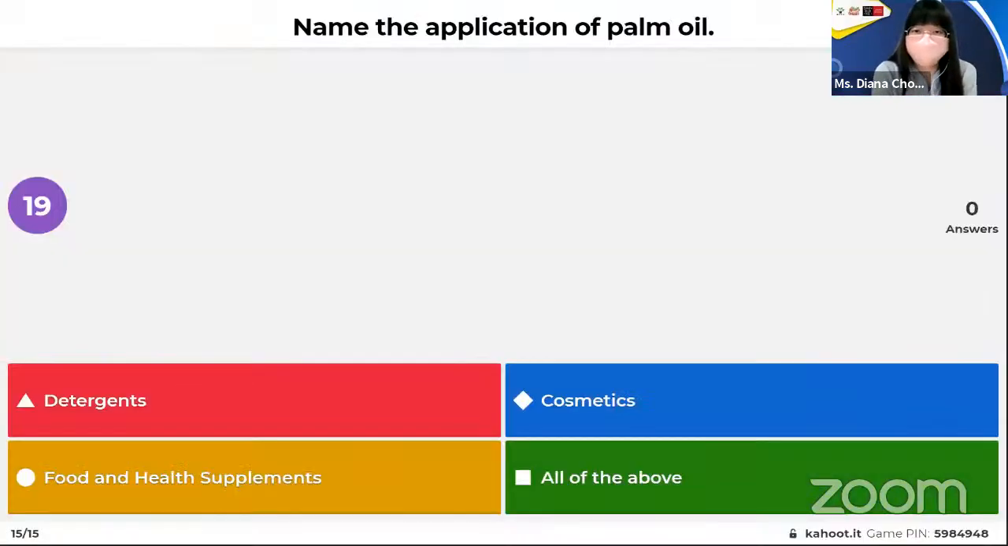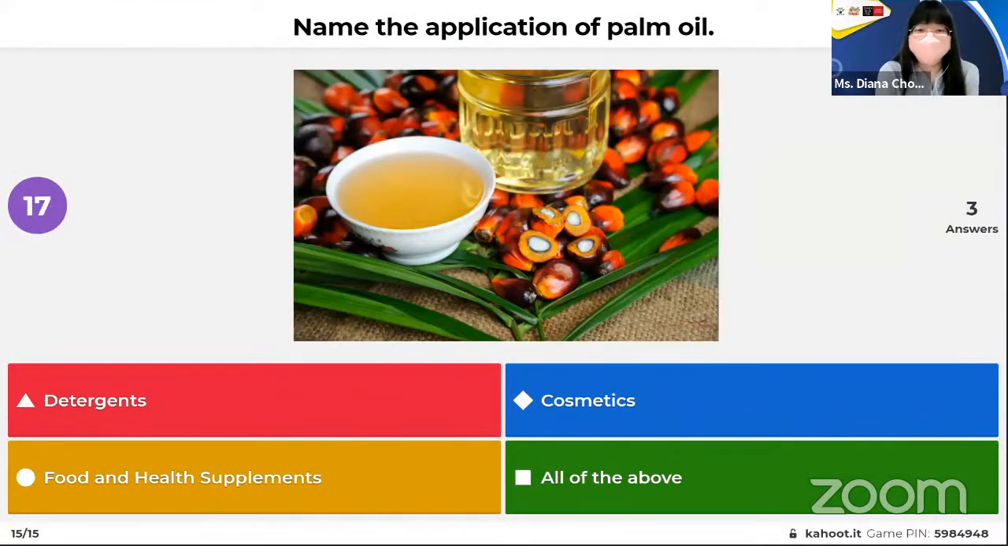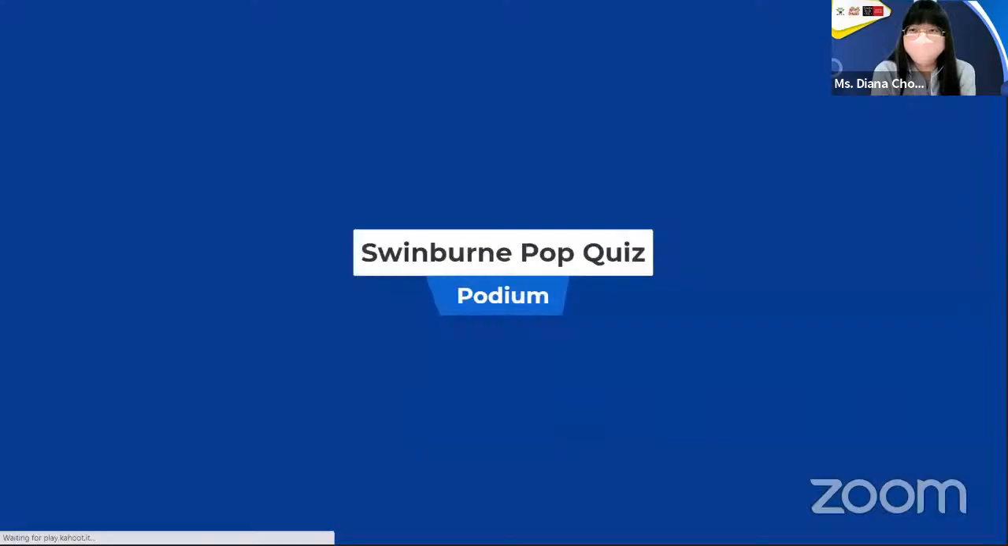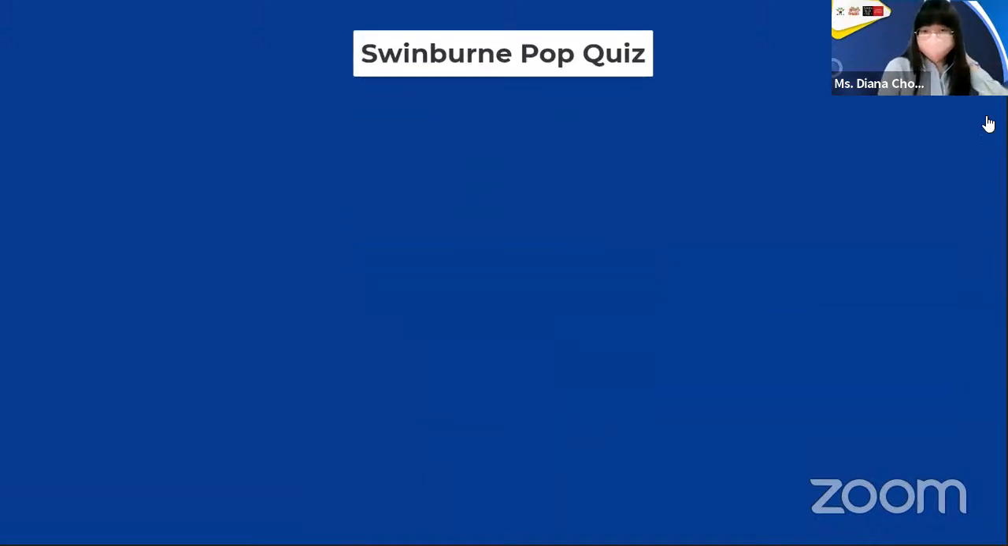Name the application of palm oil. Is it detergent, in cosmetics, as food and health supplements, or all of the above? Final question, guys. Let's see if we can actually change the standings. Okay, 3, 2, 1. Time's up. The answer is all of the above, and most of you got it correct. So next, let's see who are the winners.